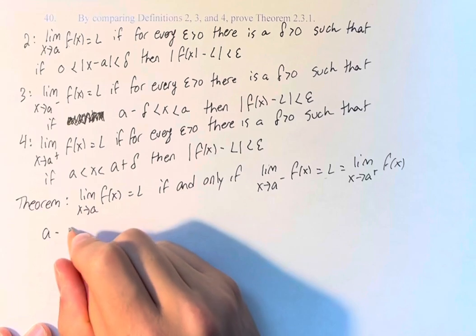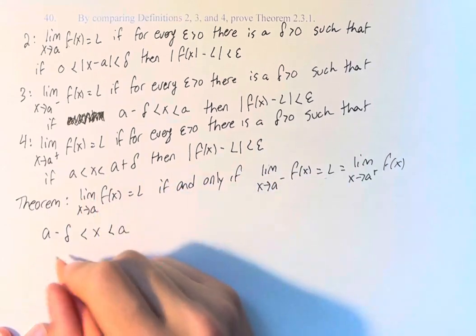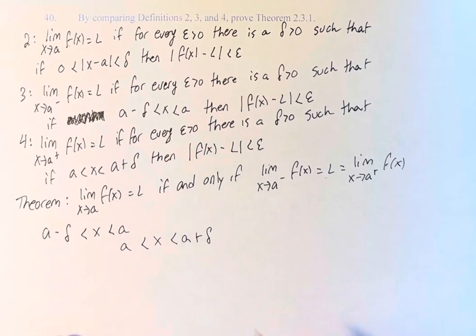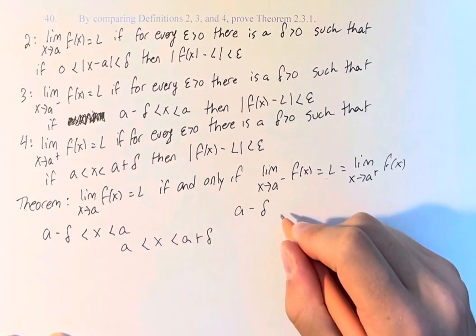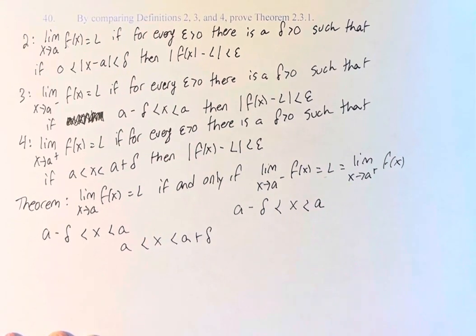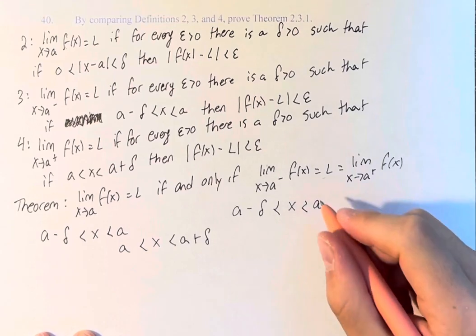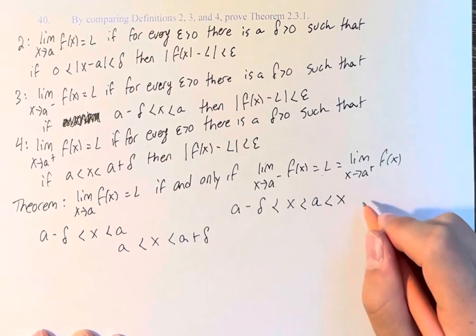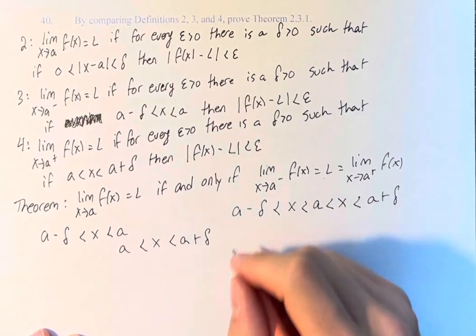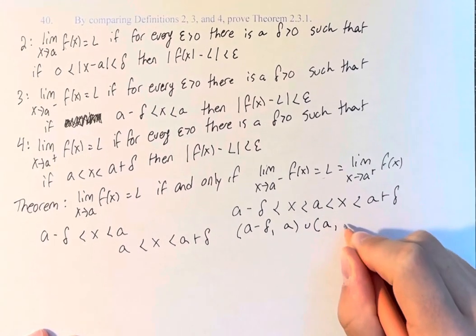We have a minus delta is less than x is less than a, and a is less than x is less than a plus delta. So combining these, if a minus delta is less than x is less than a, and a is less than x is less than a plus delta, what does this mean? This means that x exists from a minus delta to a, not inclusive, union a to a plus delta.